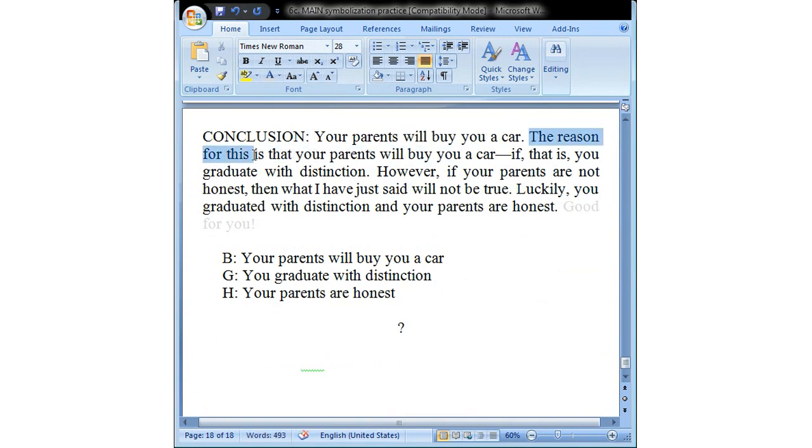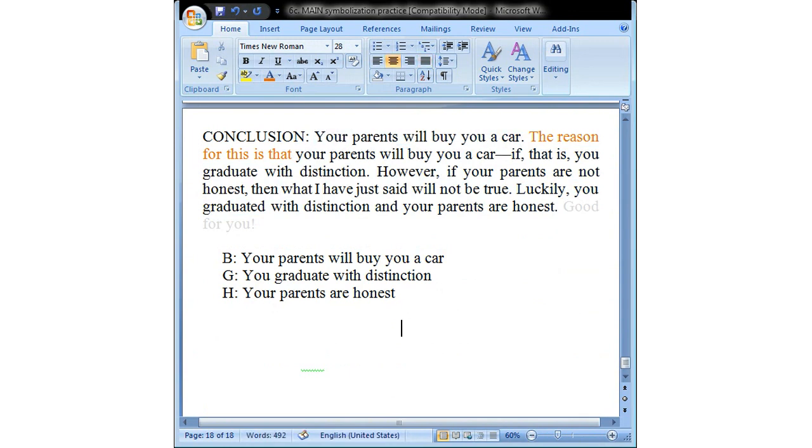Why, Samuel? Well, the reason for this is, and notice here, this is basically announcing that what comes after are going to be the premises, right? The reasons, in fact, there's reasons, so you might want to put an S. The reason for this is that, and then you've got all of this stuff over here, and these are going to be your premises.